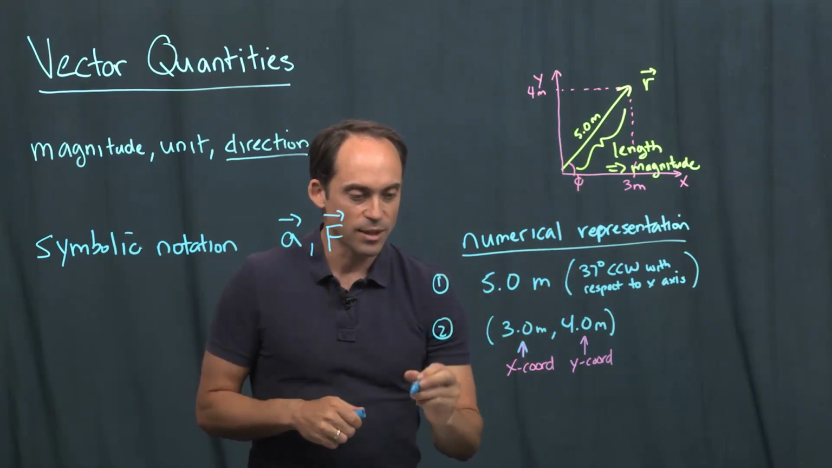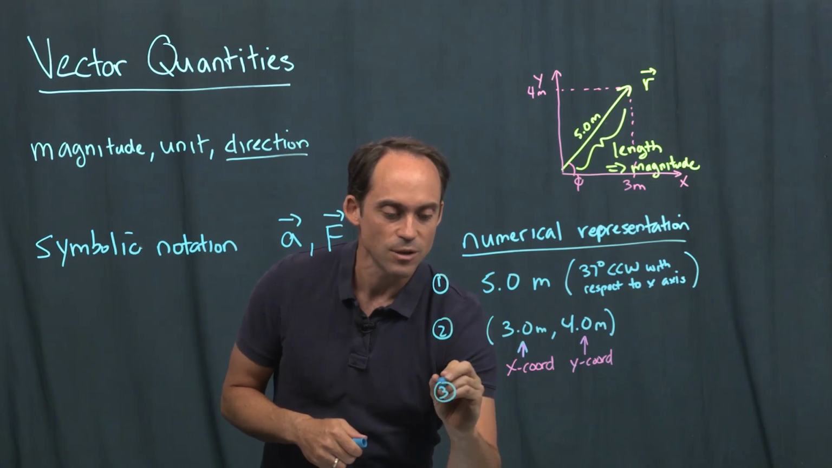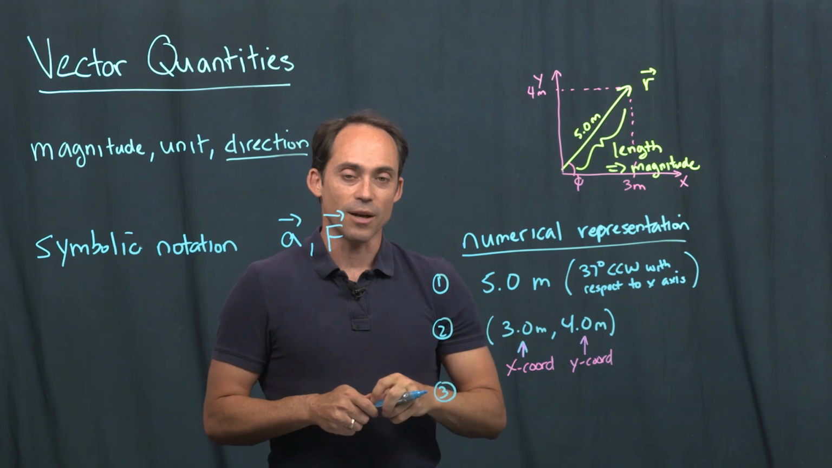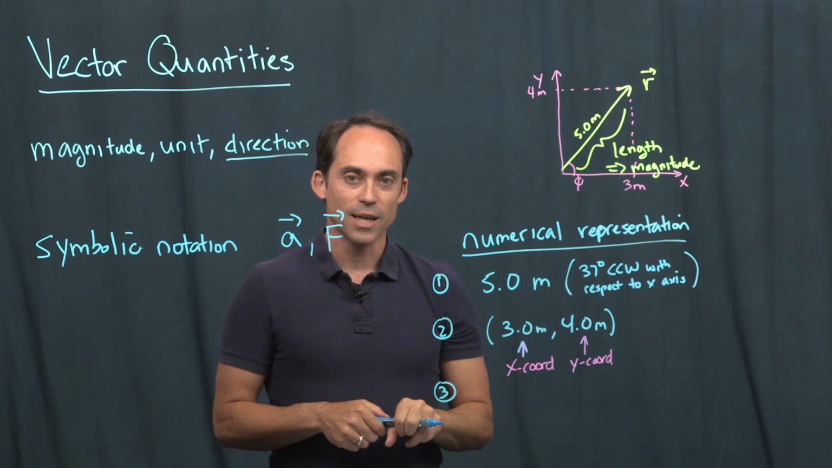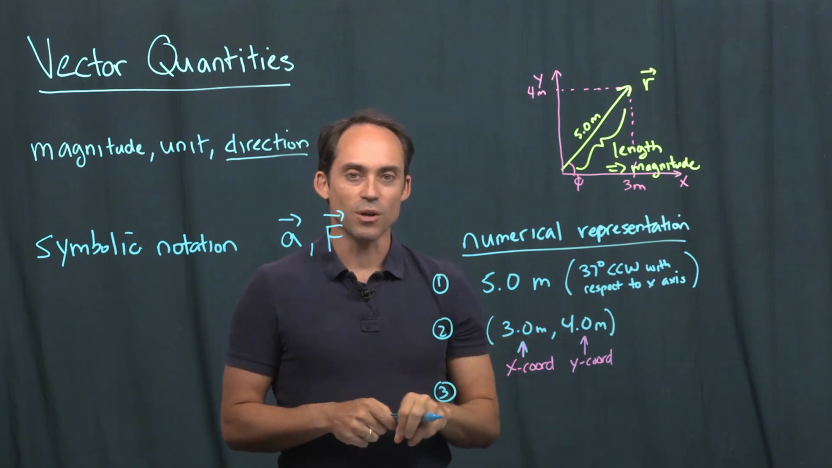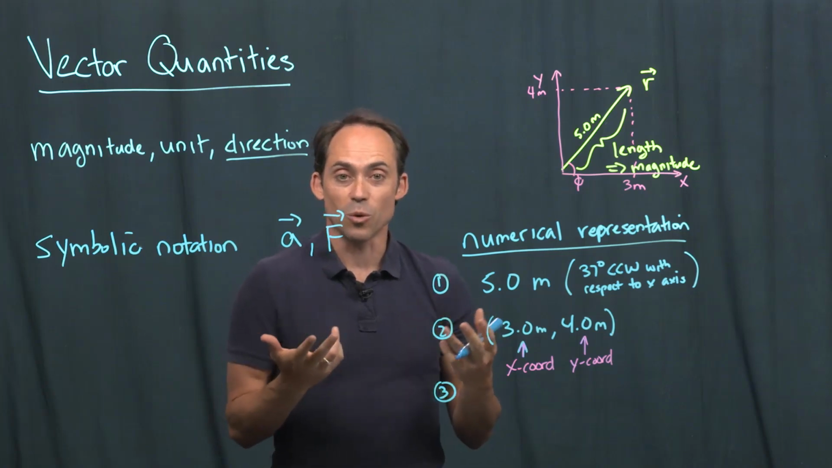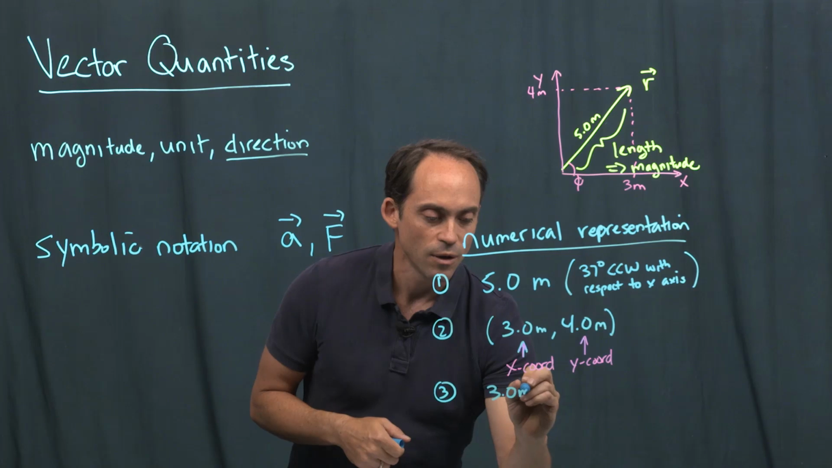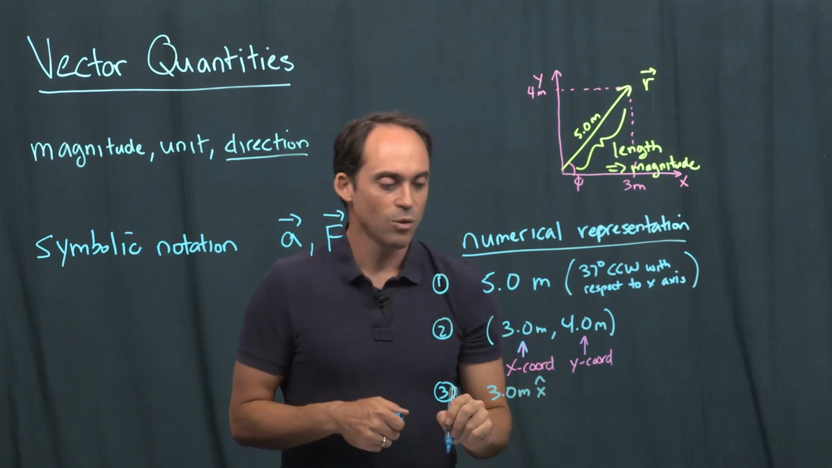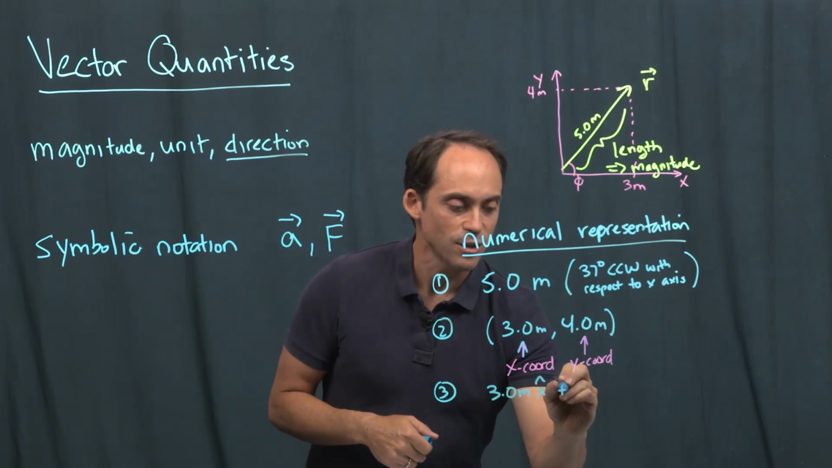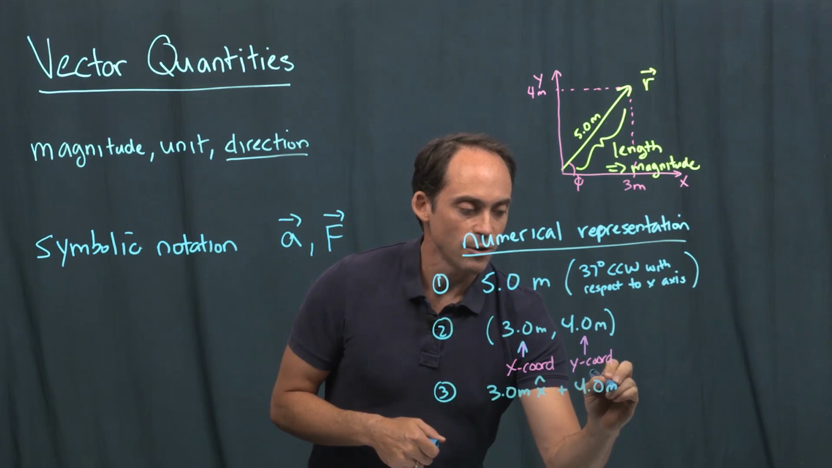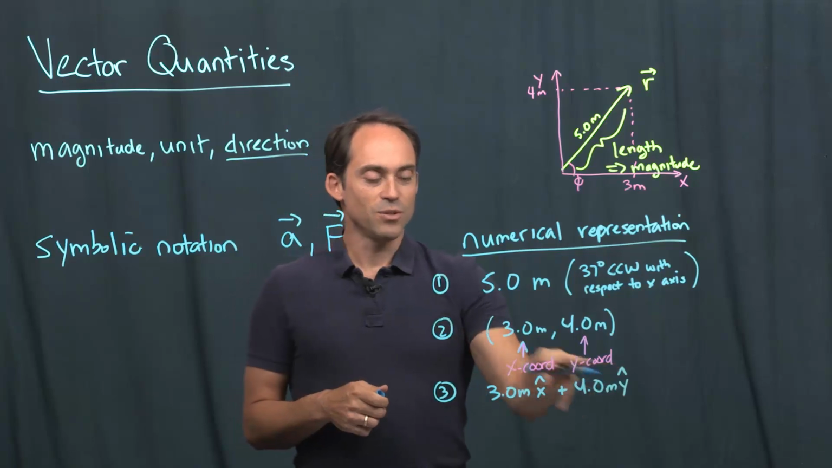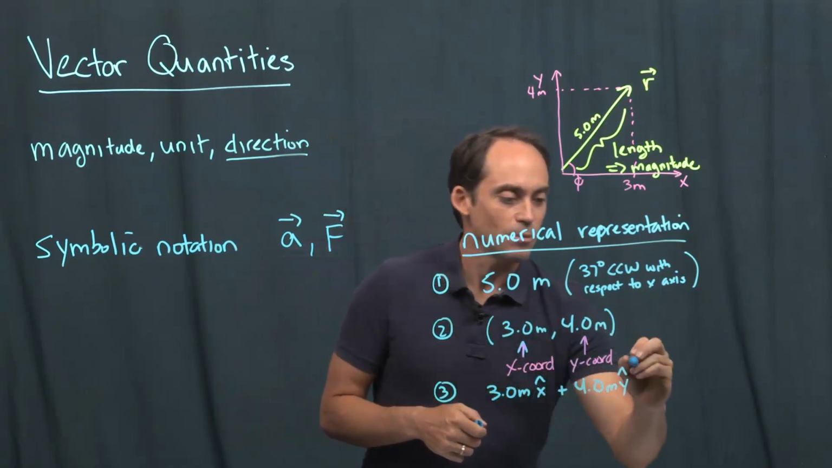The third way we can write this down is using something known as unit vectors. It's going to look a lot like this coordinate written form here. But instead of writing it down in this parentheses format, we're actually going to write it almost as an equation. It's going to be a combination of 2 vectors, 3 meters in the x-hat direction and 4 meters in the y-hat direction. Now, this is a new notation here, this hat symbol.